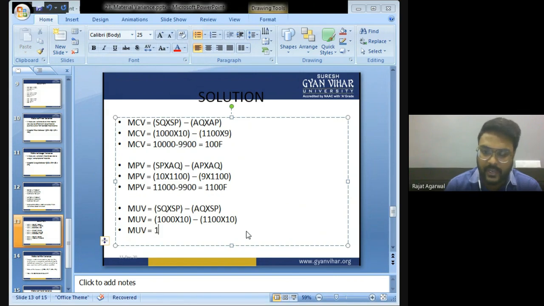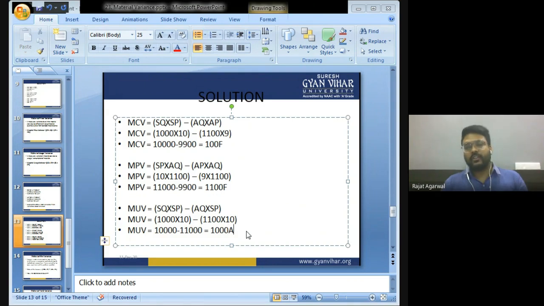1000 into 10, 10,000 minus 1100 into 10, 11,000. 1000 adverse. Now you can check your answer also. Material price variance 1100 favorable minus material usage variance 1000 adverse. So what will be the net answer? 100 favorable. Got my point, everyone?